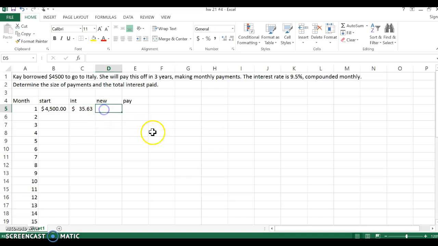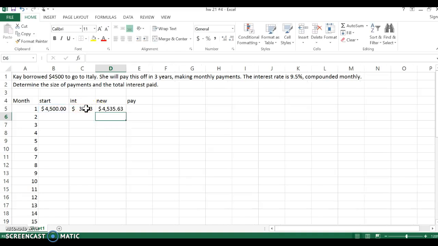Now, the new balance. Well, I had 4,500 to start, and then I added to it the interest. So I'm, again, using cell references. I have no idea what my payments are going to be, but let's pretend for right now that I make a $50 payment. And again, let's make that money. We're going to have to play guess and check with that payment in a minute. But then for my next month, I would take the new balance and subtract the minimum payment.